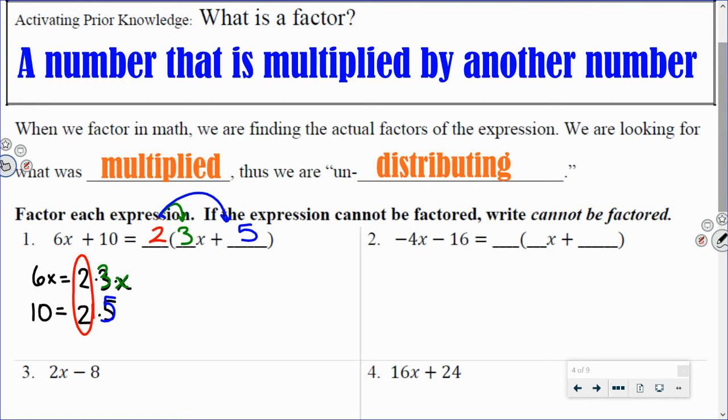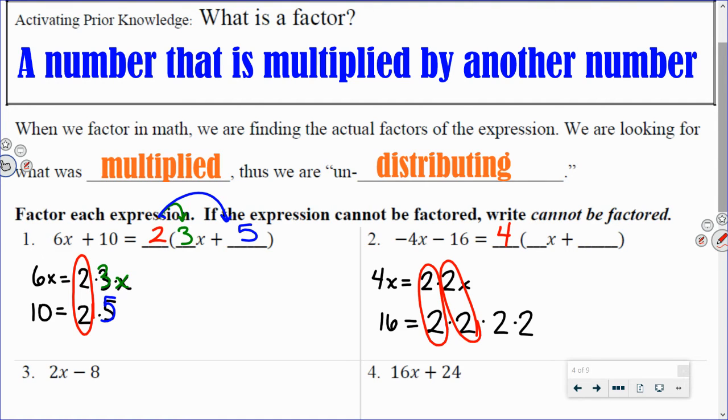All right, let's do the same thing for number 2. 4x we can break down. I'm going to pause for a moment and temporarily act like the negative's not there. 4x can be broken down into its prime factors. 16 is 2 times 8, but 8 is composite. 8 is 2 times 4, but 4 is composite. And 4 is 2 times 2, so there we have it. Now quickly we notice that we don't just share a 2, we actually share 2 times 2, or 4.